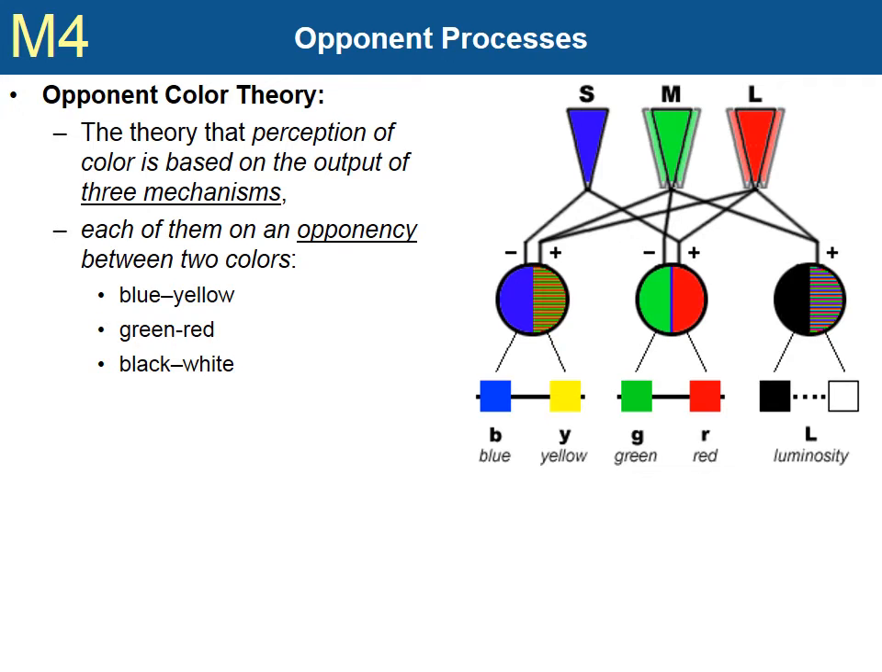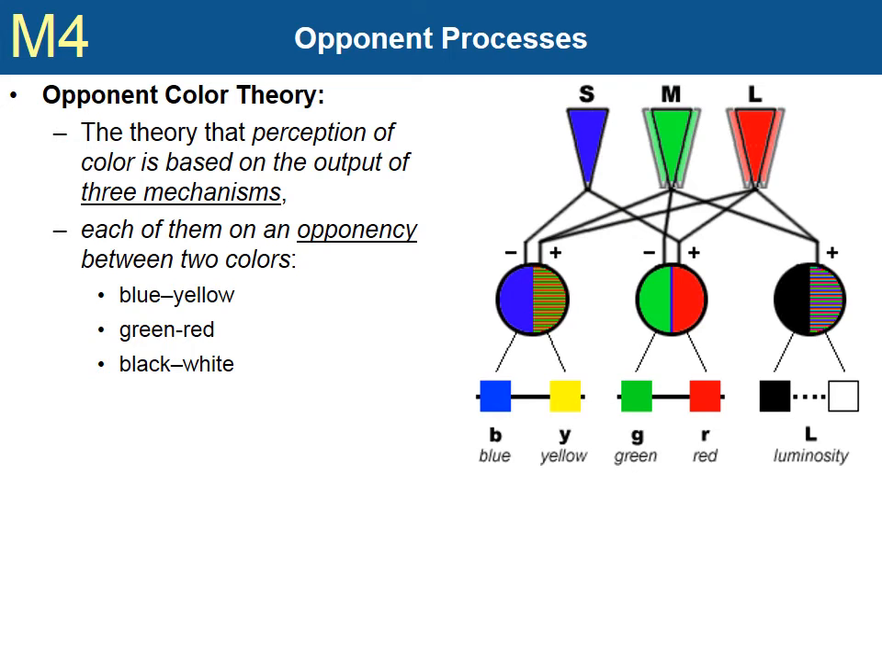The green-red mechanism compares inputs from the M cones to inputs from the L cones. The black-white mechanism is really just a measurement of overall brightness or luminosity. There's no such thing as black light. In fact, we already discussed the black-white mechanism when we covered the center surround receptive fields in Module 2.